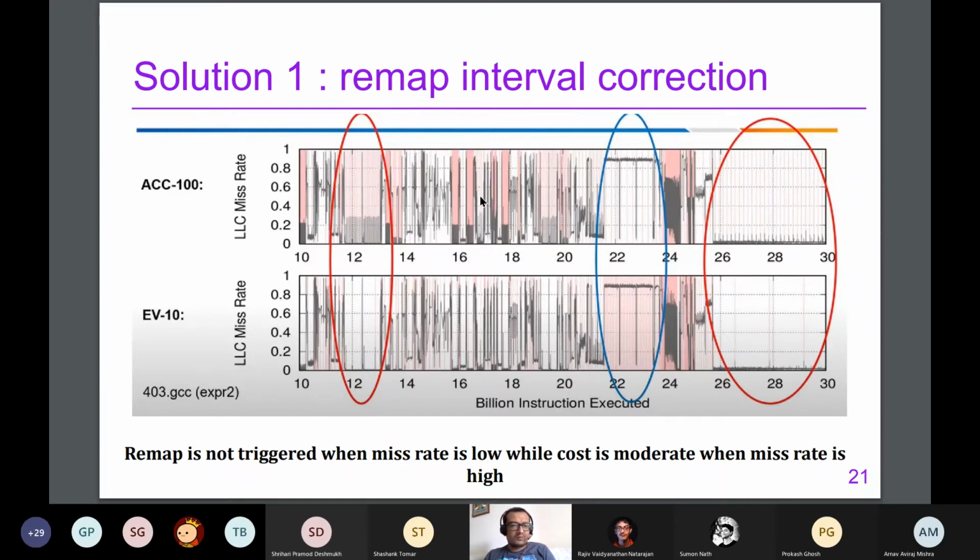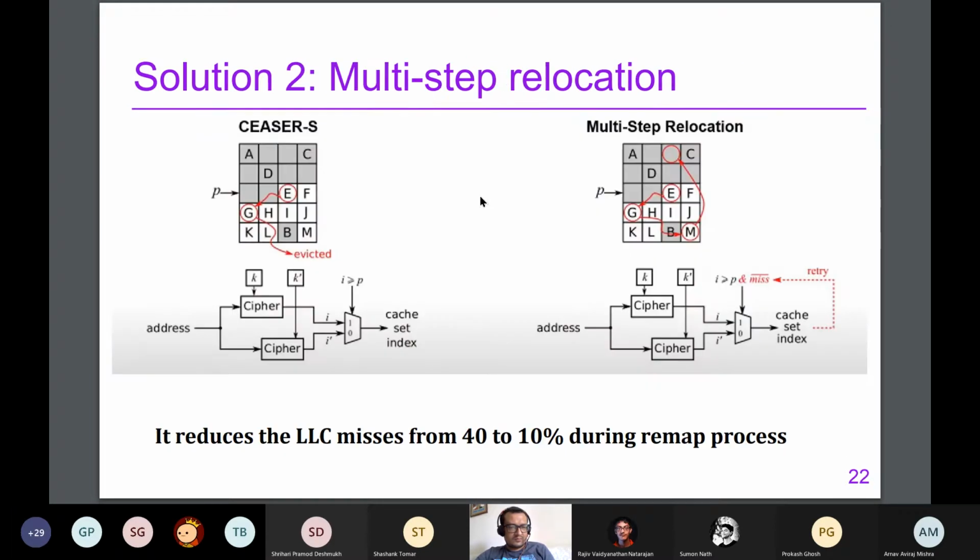But I thought that explaining the result might be better. Okay. Yeah, move on. Rajiv, the second solution which you proposed was the multi-step relocation.